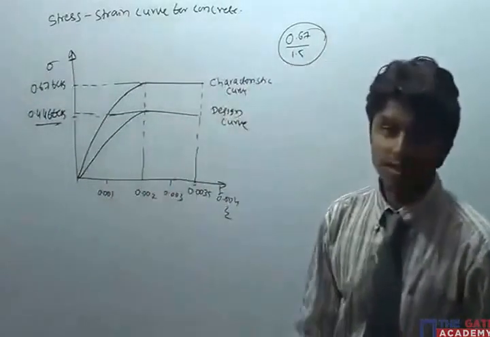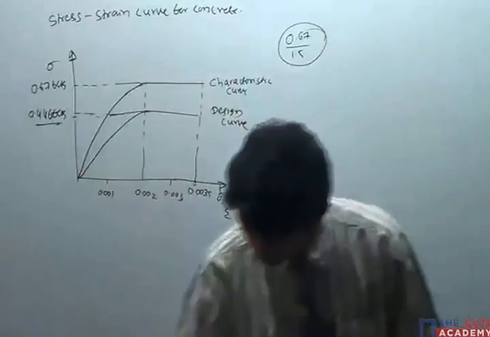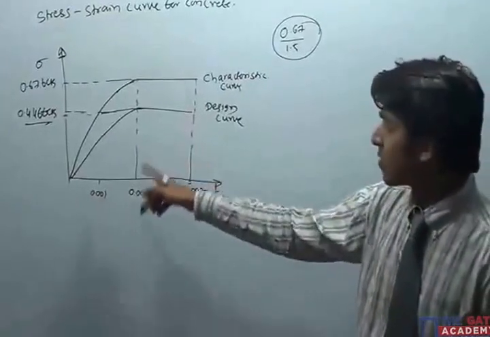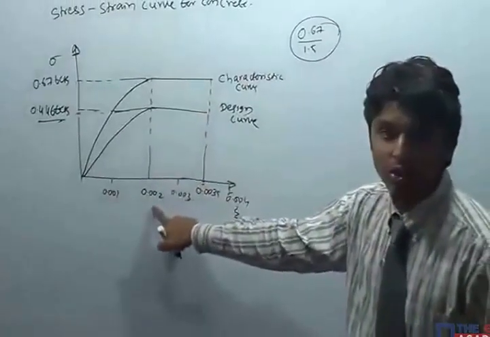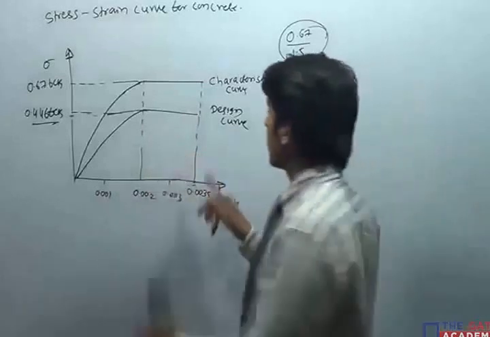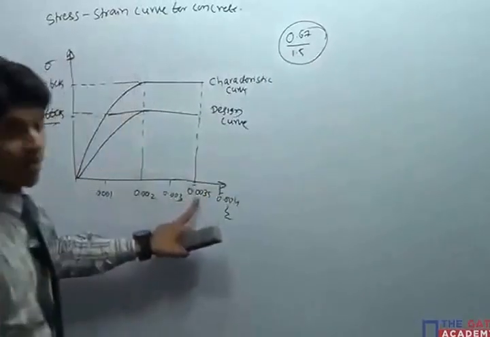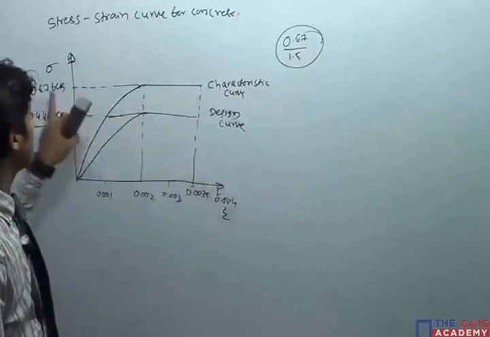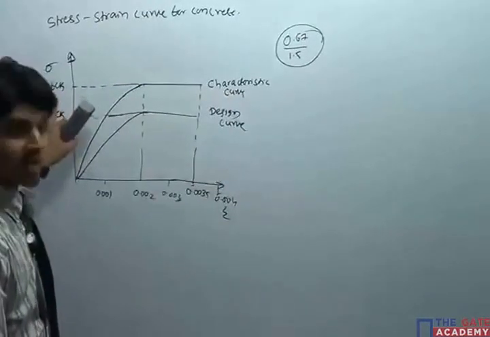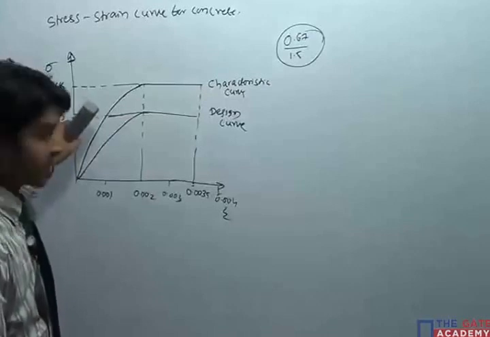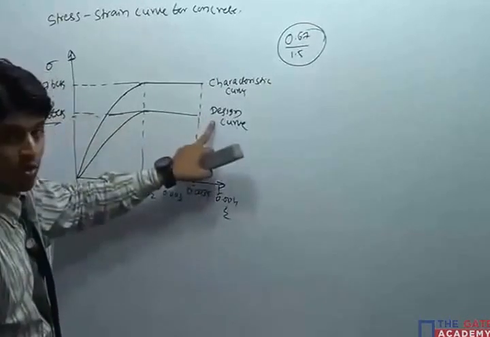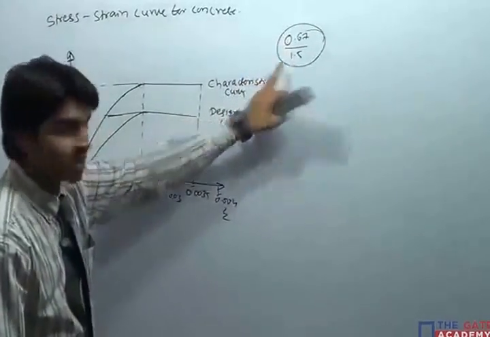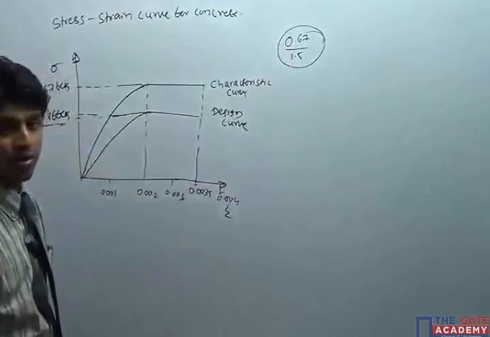So, this is the stress strain curve for concrete, in which the stress strain curve is parabolic up to a strain of 0.002. Thereafter, it is a straight line up to a strain of 0.0035. The characteristic strength is 0.67 fck, whereas the design strength is equal to characteristic strength upon partial safety factor, which is equal to 0.446 fck.